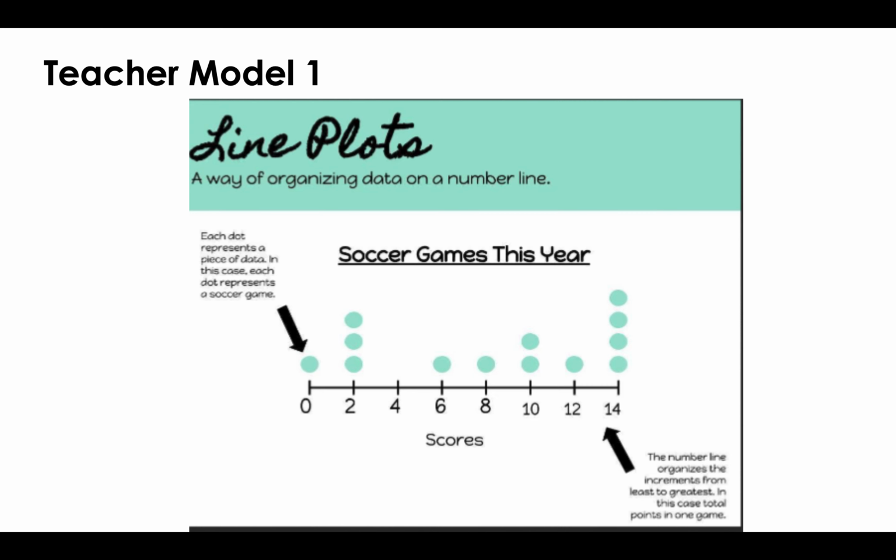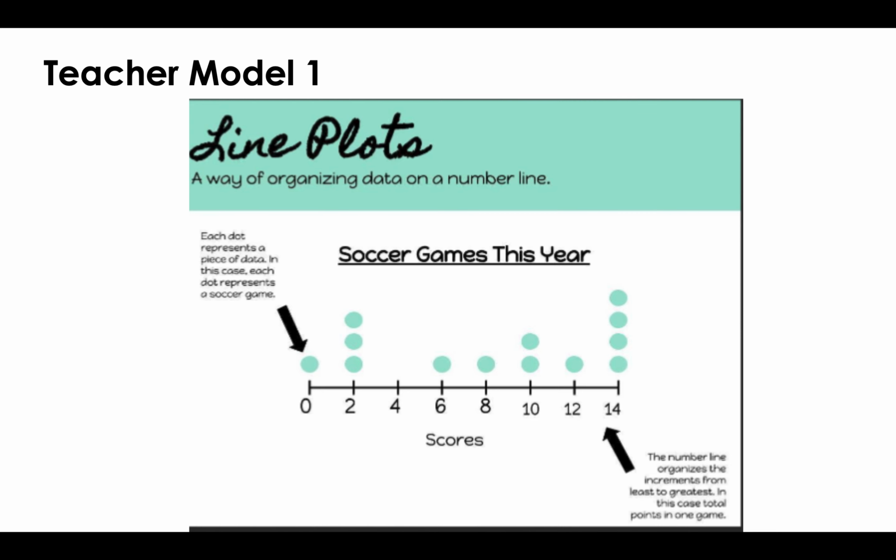And we have another arrow saying the number line organizes the increments from least to greatest. And I can see this number line goes from 0 to 14. In this case, total points in one game. So right away, I can look at the 0 and I see one dot, which represents a soccer game. So that means in one soccer game this year, they scored 0 points.